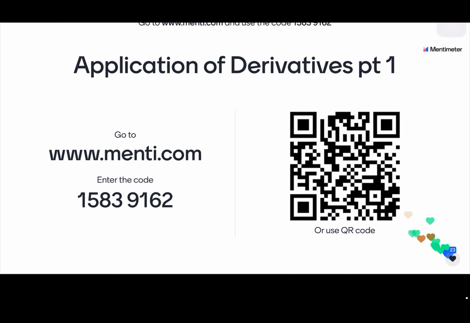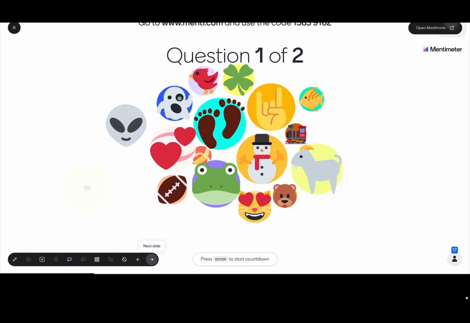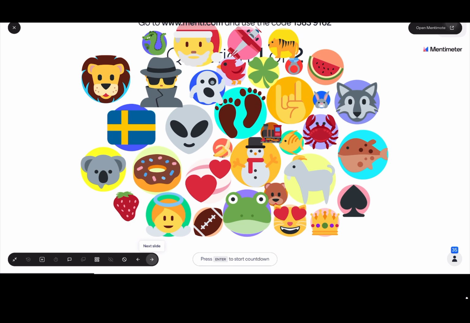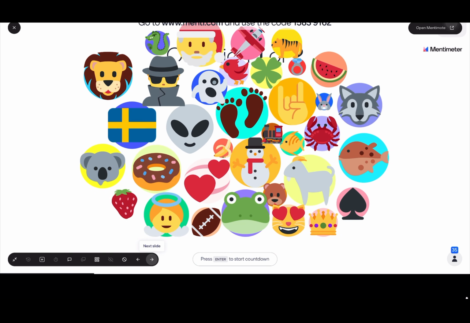Okay, we are going to start. If you missed this QR code, you can join through the website. I think we can start.